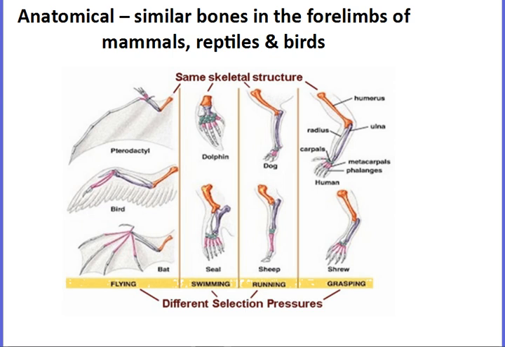So when we look for anatomical homologies, we're looking for similarities in the bones of the forelimbs of, for example, mammals, reptiles, and birds. If we look at these, we've got several different organisms here. We've got the wing of a pterodactyl, the wing of a bird, the wing of a bat, the flipper of a dolphin, the flipper of a seal, the leg of a dog, the leg of a sheep, the arm of a human, the arm of a shrew, which is a small type of rodent, I think. I'm pretty sure that's what it is, a shrew. It looks kind of like a mouse, sort of.